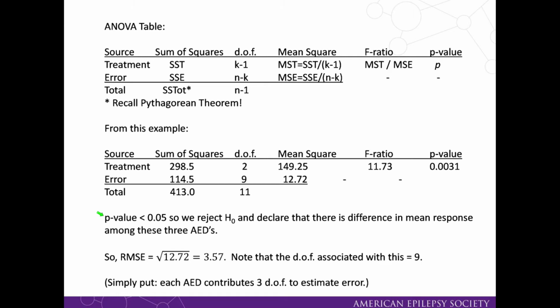Notice we don't know what's really going on yet. We just say that there is a difference. And notice that the root mean square error, which is not in the ANOVA table, but it usually appears somewhere else, is the square root of the mean square error. In this case, it's 3.57. And the degrees of freedom associated with this is 9. So one way to think about it is that each drug, each of the 3 groups, which had 4 observations, each is contributing 3 degrees of freedom to estimate error.